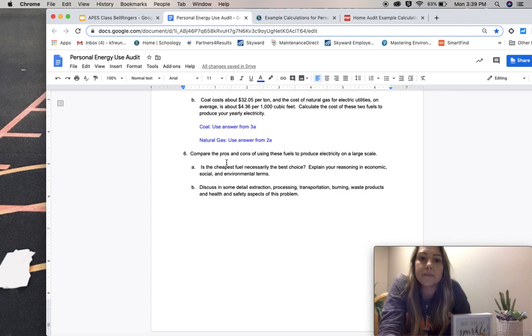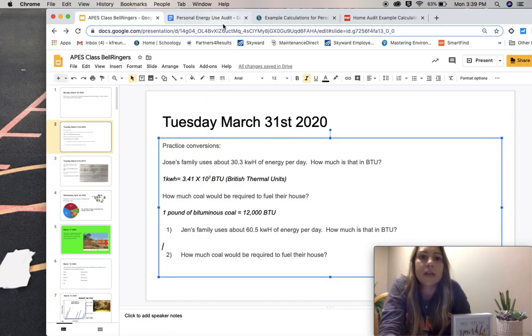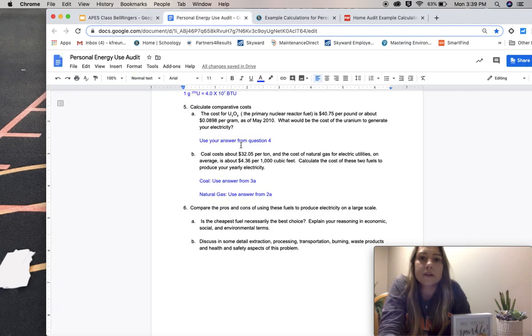That's what we have for today. Make sure that you complete the bell ringer first, and then you complete these conversions after that.